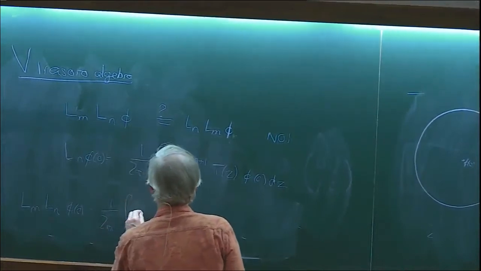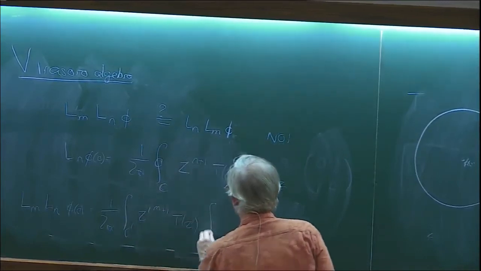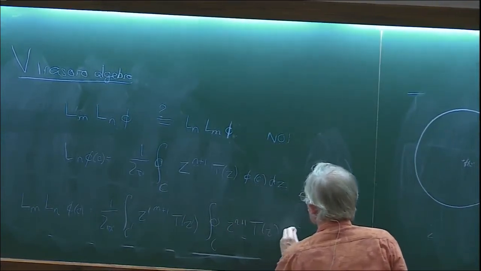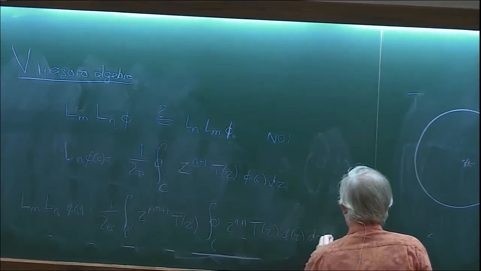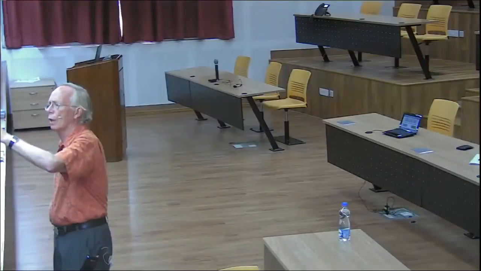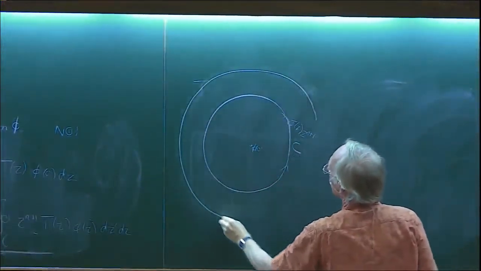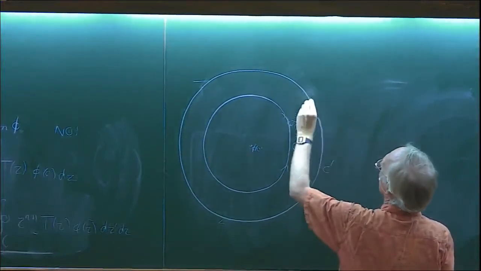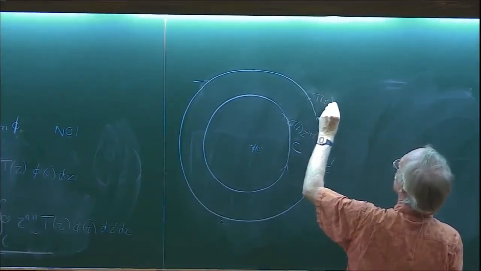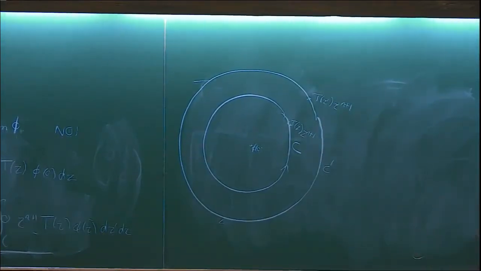Integral over C prime of Z prime to the n plus 1, T of Z prime, integral around C of Z to the n plus 1, T of Z, phi of 0, and there's a dz prime and there's a dz. So this is T of Z to the n plus 1, and then I have to surround it by a larger contour, which is C prime. On this contour, I have T of Z prime to the m plus 1. Okay, so I've got this double contour.